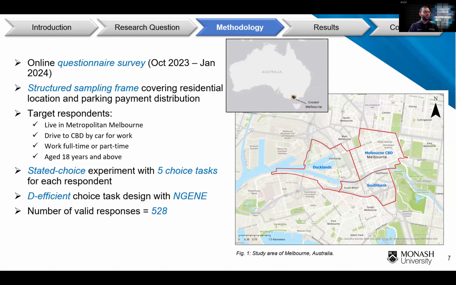We did a stated choice experiment where each respondent was provided with 5 choice tasks. Choice tasks were designed through Ngene software package, and we used the D-efficient design method. Finally, we collected 528 valid responses through the survey.